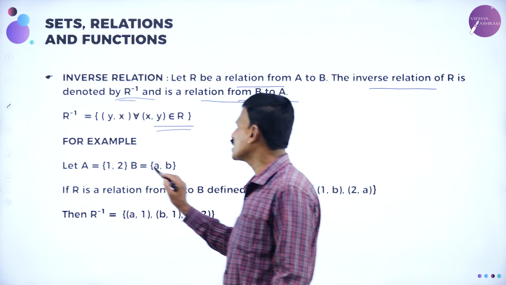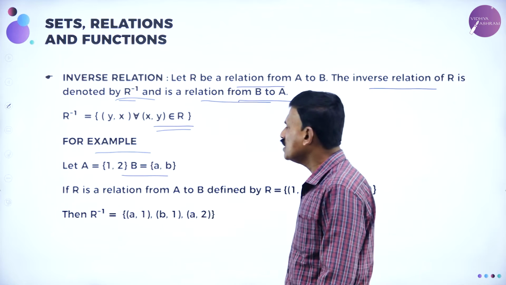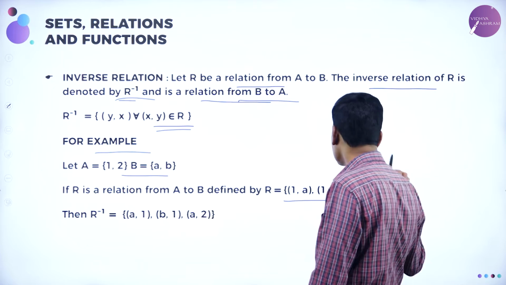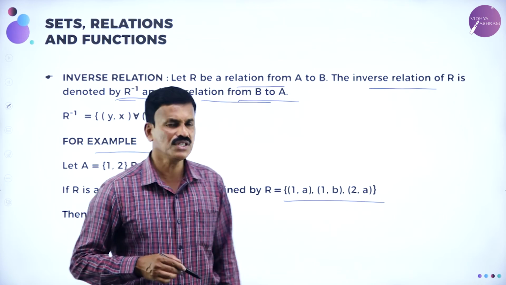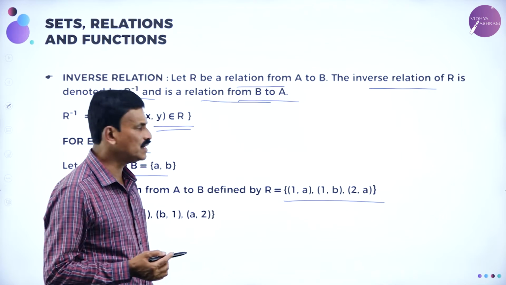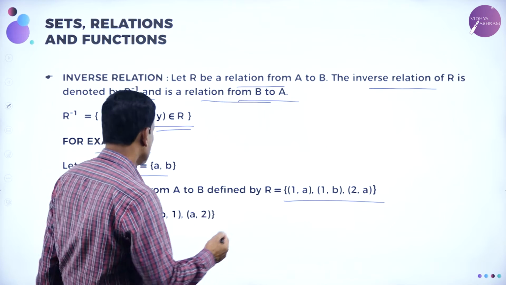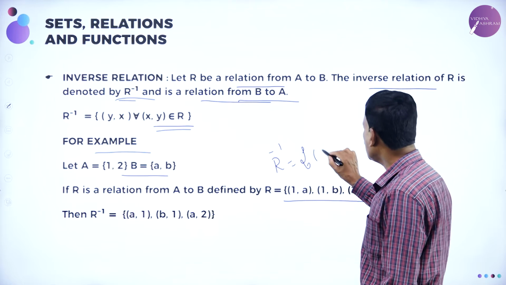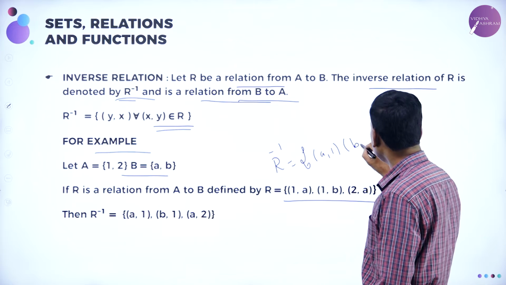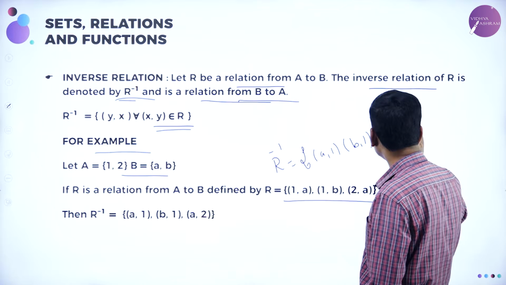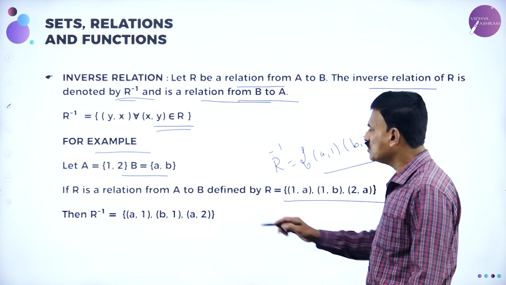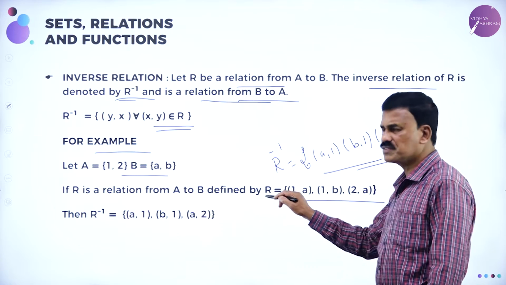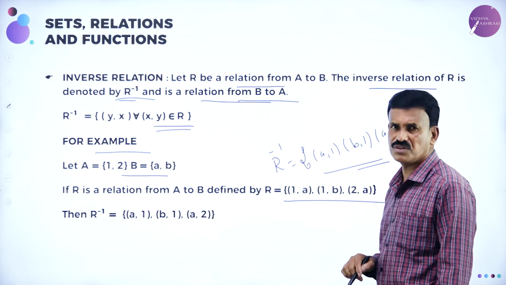Now let us consider an example. If A is equal to {1, 2} and B is equal to {a, b}, and R is a relation from A to B defined by R equal to {(1, a), (1, b), (2, a)}, then the inverse of this relation is R inverse equal to {(a, 1), (b, 1), (a, 2)}, that is all. This is called the inverse relation, and it is denoted as R inverse.